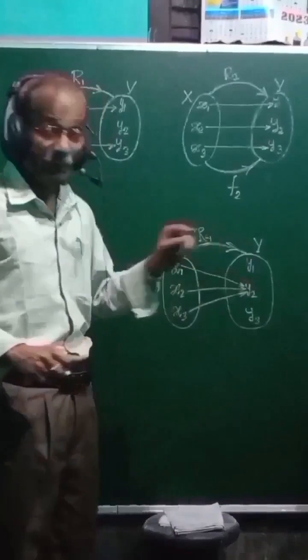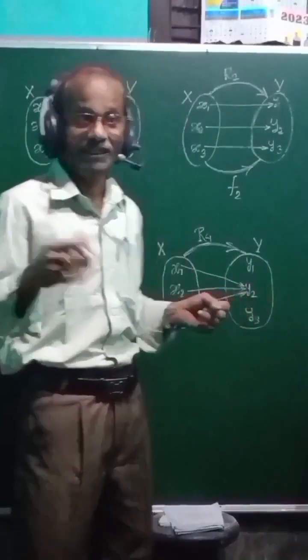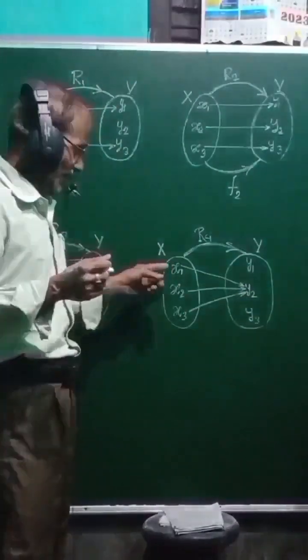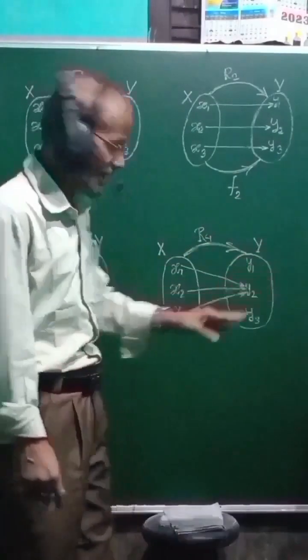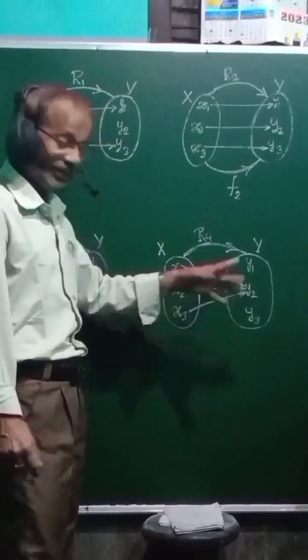X1 has gone to Y2. The second condition states that any element of X is found to be connected to any single element. So for them it is respectively a single element.